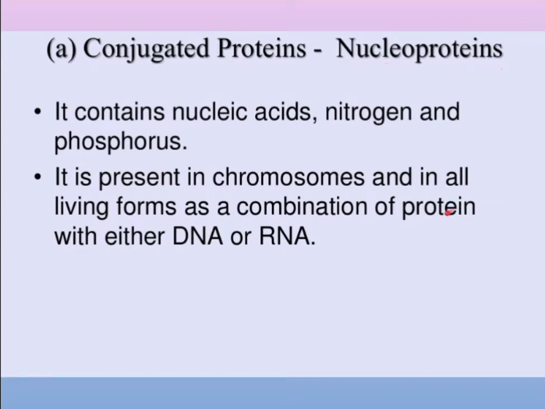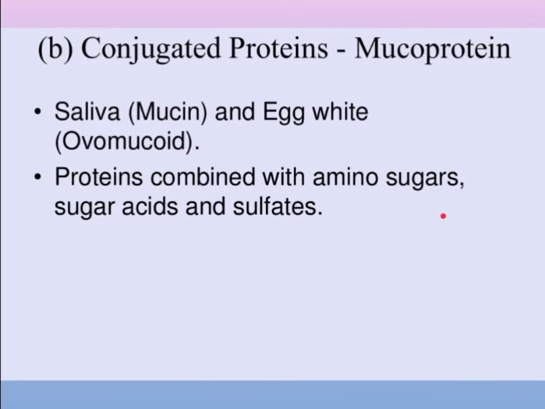Next, another conjugated protein, you have your mucoprotein, a good example of which is the mucin found in your saliva. And under egg whites, we have the ovomucoid. These are proteins combined with amino sugars, sugar acids, and sulfate. The nucleoprotein earlier is combined with nucleic acid. The mucoprotein, on the other hand, is a protein which is combined with sugars, sugar acids, and sulfate.